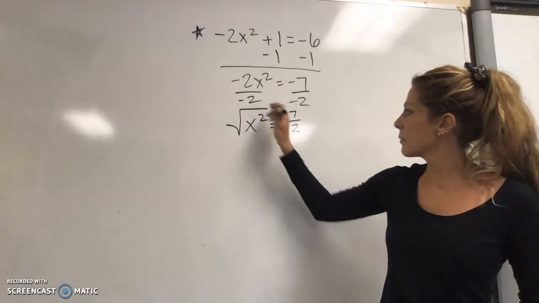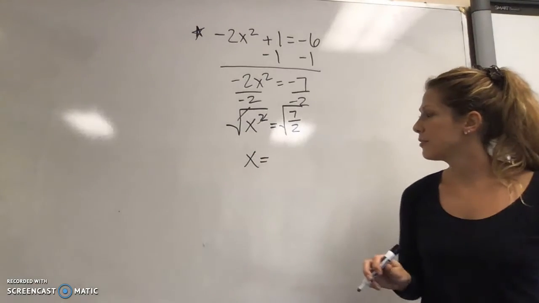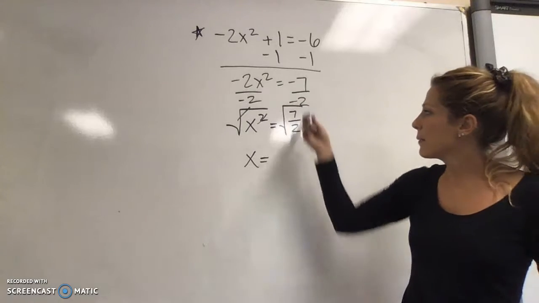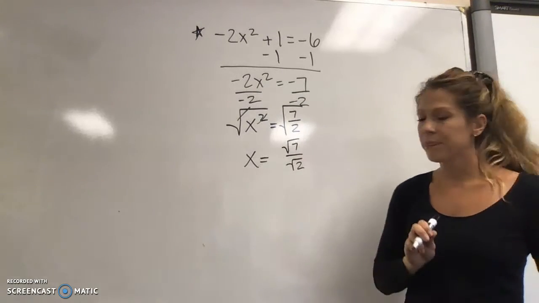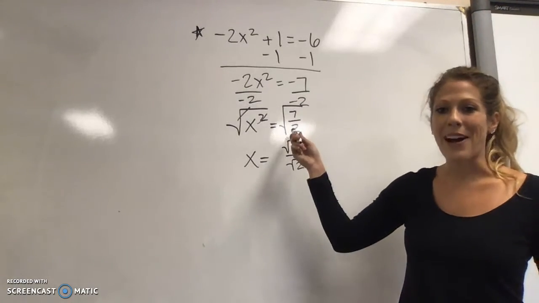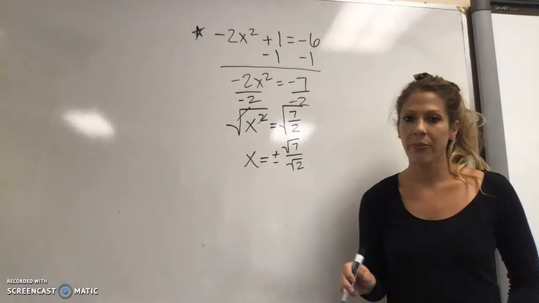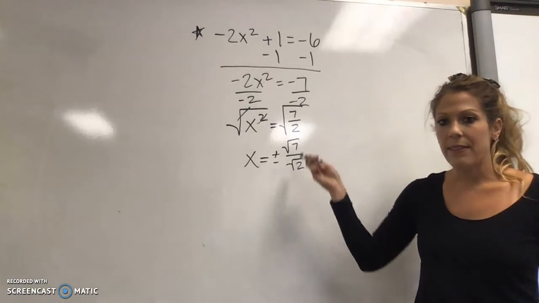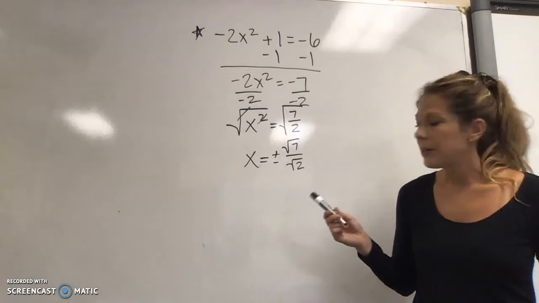Then we're going to take the square root of both sides so that we get x by itself. Square root of 7 over 2, that's kind of messy, but really it's the square root of 7 over the square root of 2. And don't forget that whenever we take the square root of a positive number, we get two answers, positive and negative. But here's the problem. There's no square root of 7. It's irrational. Square root of 2 is irrational.